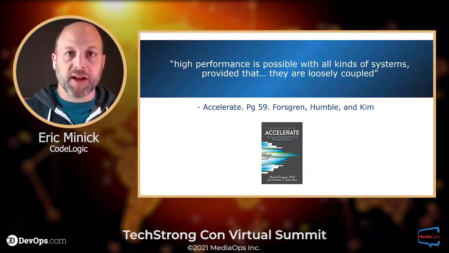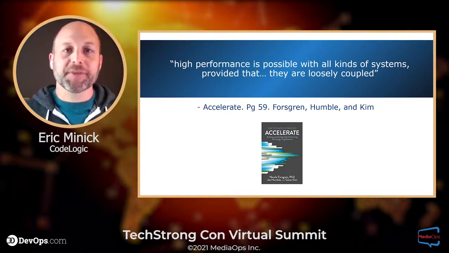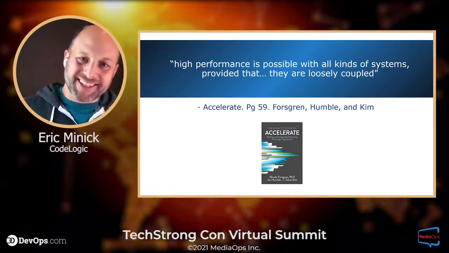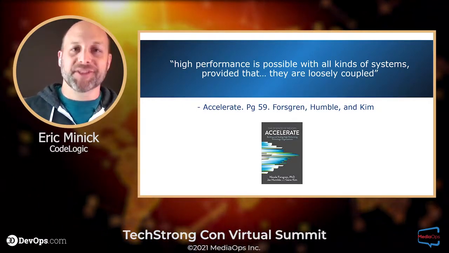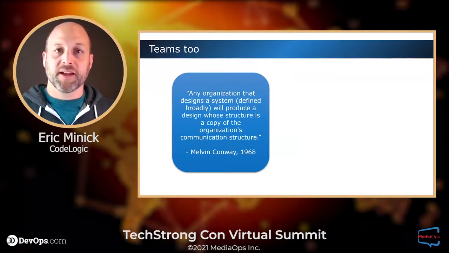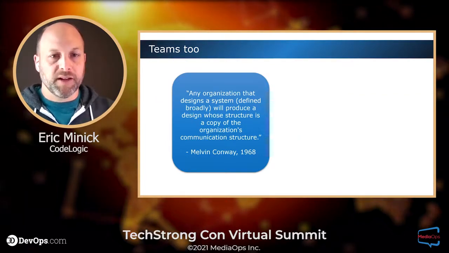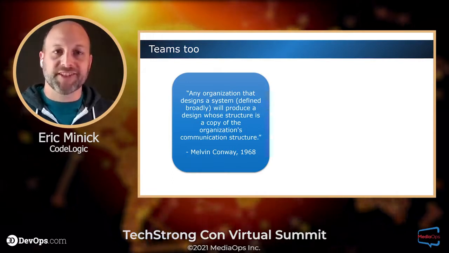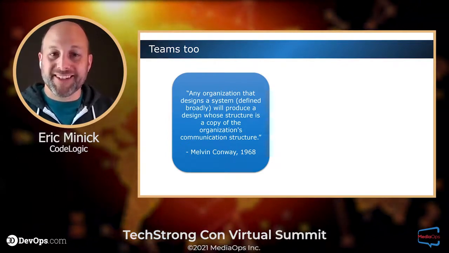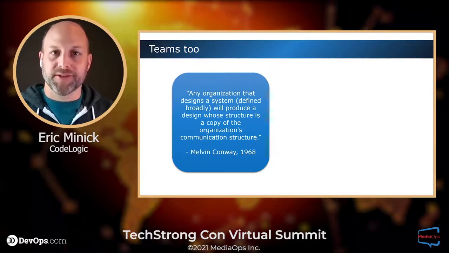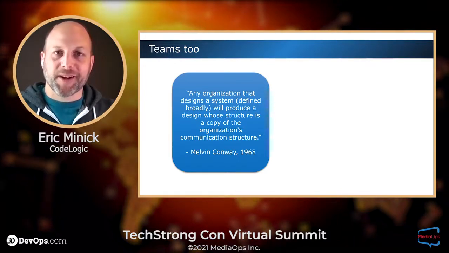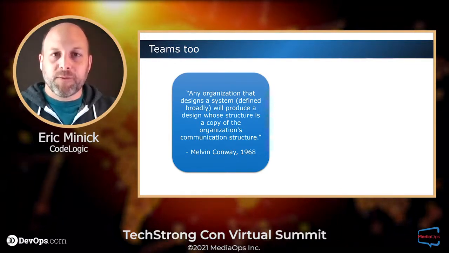Now, I will admit that in this spot, the ellipses are doing some work. What I took out in these ellipses is that it's not just the systems that need to be loosely coupled, it's also the teams, right? And this makes a lot of sense to anyone who's familiar with Conway's Law, right? So Melvin Conway laid this down back in the 60s, saying that any organization that designs a system will produce a design whose structure is a copy of the organization's communication structure. Yikes.